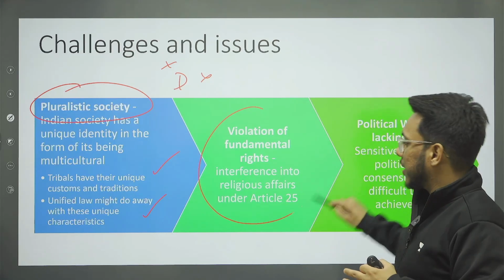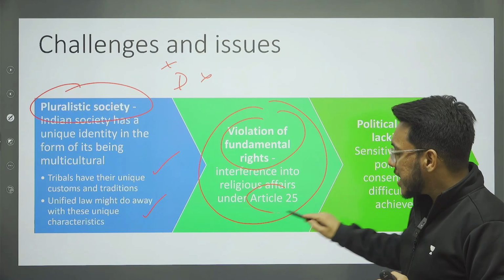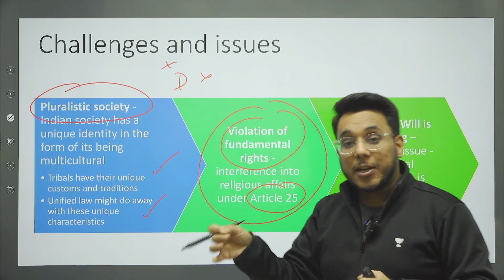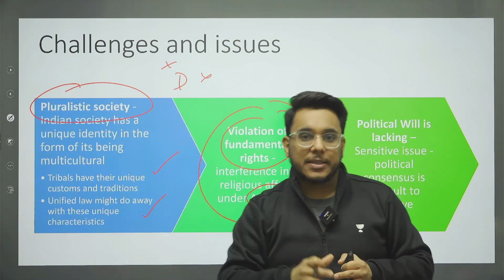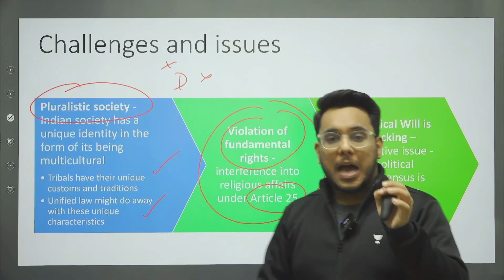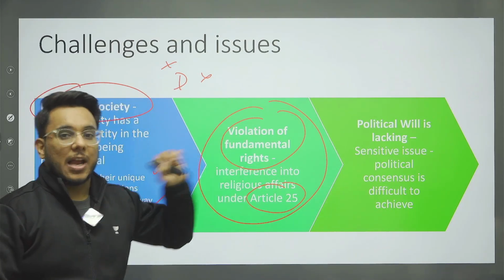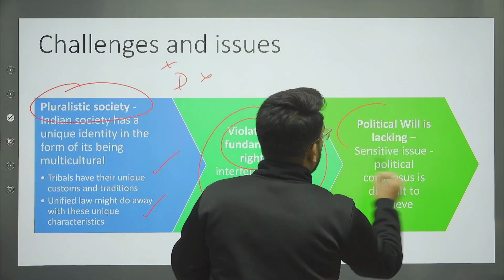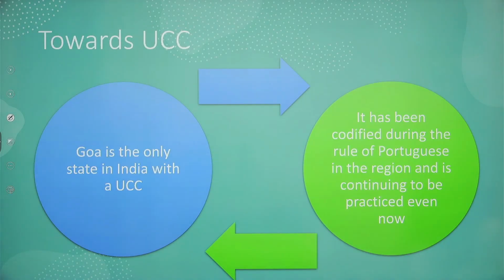Next, it is a potential violation of fundamental rights. Article 25 gives people the right to freedom of conscience, and to freely profess, propagate and practice their religion. And when practicing religion is concerned, they should have rights in matters of their own civil affairs. So Article 25 might get tempered. Moreover, there might not be political will, because it will become a very sensitive matter. Okay, so these are the things.